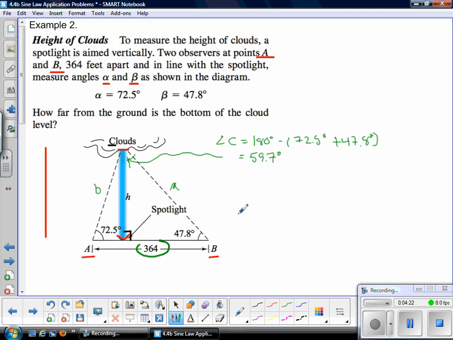So using the sine law, I know that B over sine of B equals A over sine of A and C over sine of C. No, I didn't put them in order, and that's fine. They don't have to be. Now, I'm interested in B, so B I want to find, and I know angle B is the 47.8.